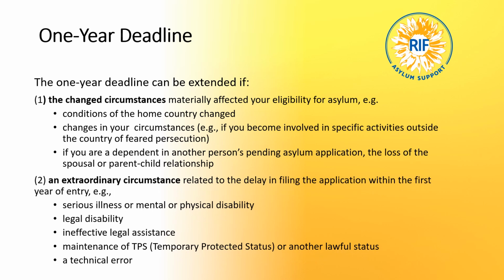And second, extraordinary circumstances related to delay in filing the application within the first year. For example, you were seriously ill, physically or mentally. You had a legal disability. You had ineffective legal assistance. You maintained some lawful status, for example, TPS, temporary protected status, or there was a technical error.